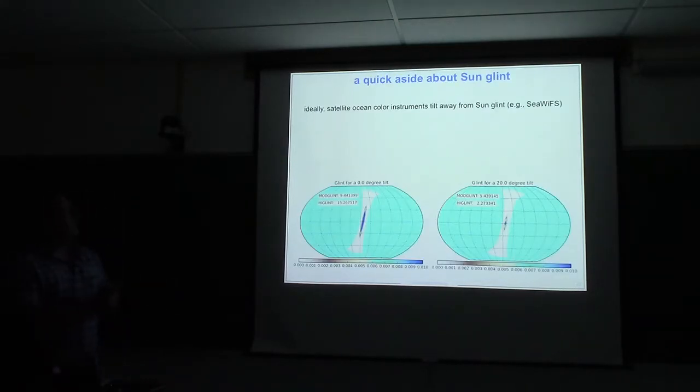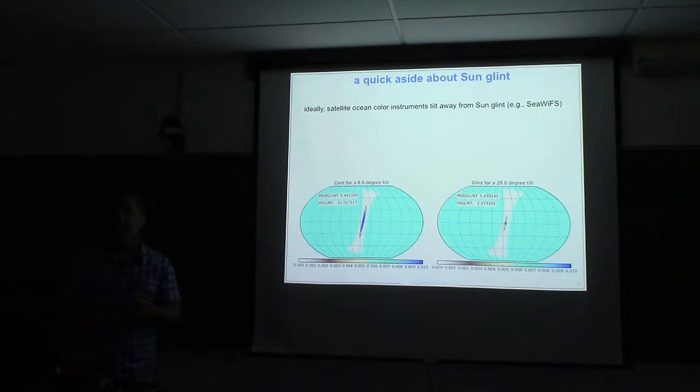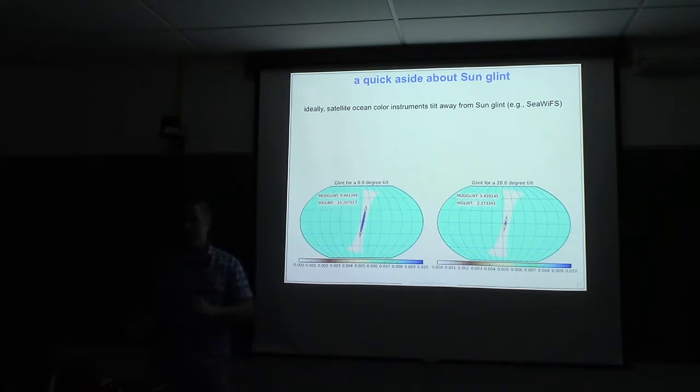Okay, so sun glint. There are only two ocean color satellites, CZCS and SeaWiFS. Everything else, MODIS, VIIRS, MERIS, OLCI, they are ocean color capable. They are not ocean color satellites. The reason is they do not tilt. So, why do we care about tilt? Well, you do not want to stare into the sun glint.